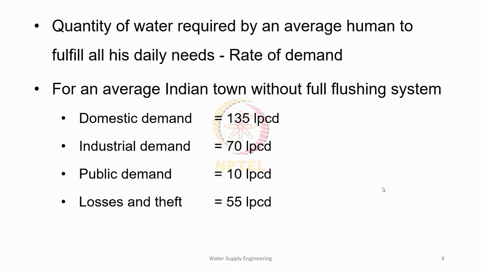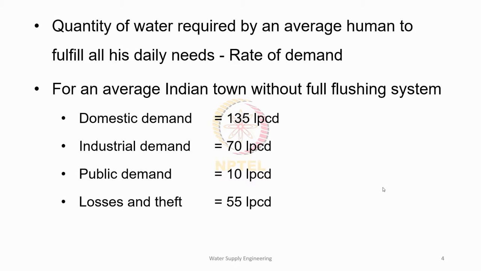Without full flushing system represents rural areas where we have, or where we had, Indian water closets. Every one of you knows that the amount of water required for a flushing system will be much more than that required for a non-flushing system. So all these criteria were actually formed years back. Now almost everywhere it is a full flushing system, but according to the classification, it's without full flushing system and with full flushing system.